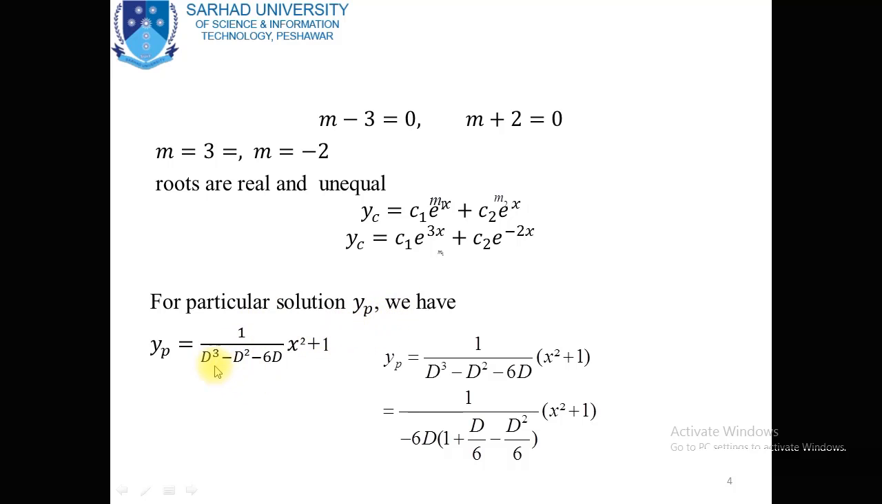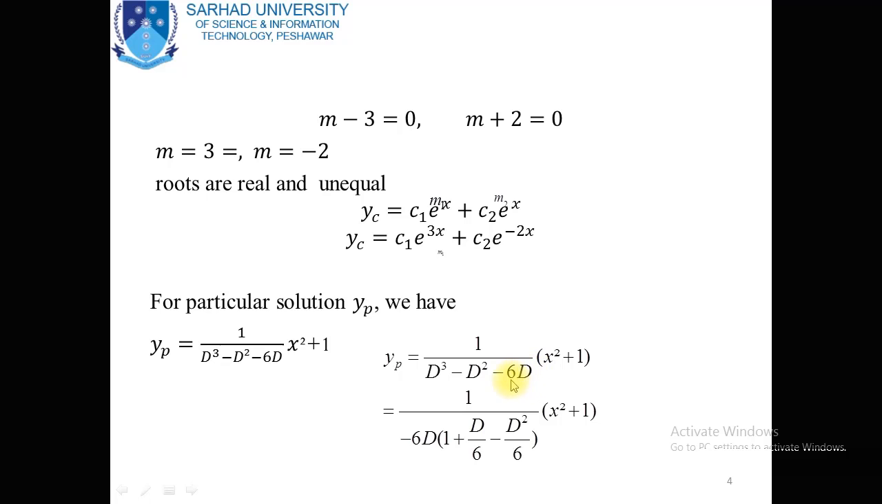So this is the given differential operator D cube minus D square minus 6D, and 1 over D cube minus D square minus 6D is treated as an integration. So 1 over D cube minus D square minus 6D into x square plus 1. To apply this integral operator on this polynomial, take the lowest degree term. The degree of the first term is 3, the degree of the second term is 2, and the degree of the third term is 1. So this is the lowest degree term.